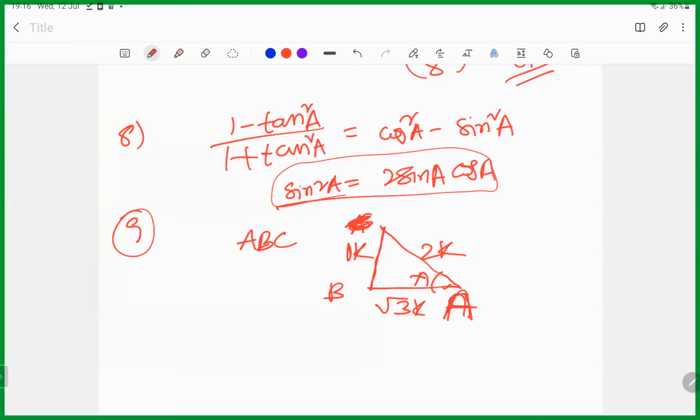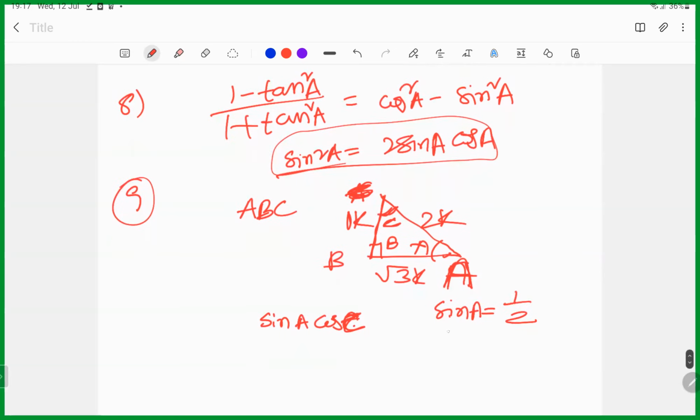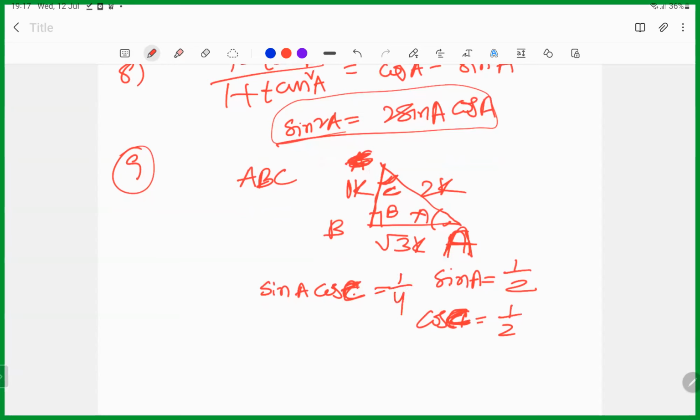So now, where is angle C? This is angle C. How much is angle B? 90. So we need to find out sin A into cos C. What is sin A? Sin A is 1 by 2. Clear? What about cos C? Cos C is 1 by 2. So sin A into cos C will be 1 by 4. Right? 1 by 2 into 1 by 2 will be 1 by 4. Right, Kaushik?